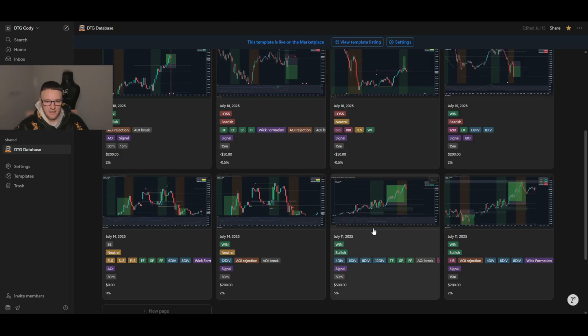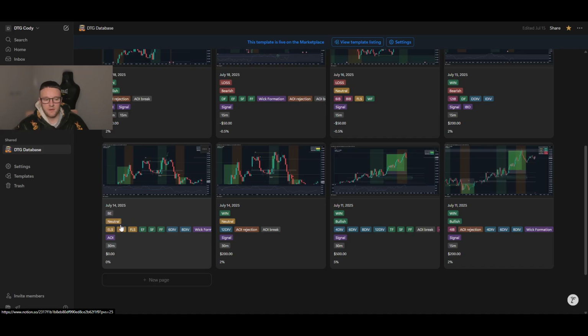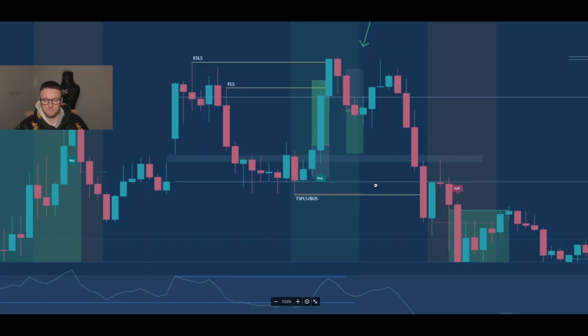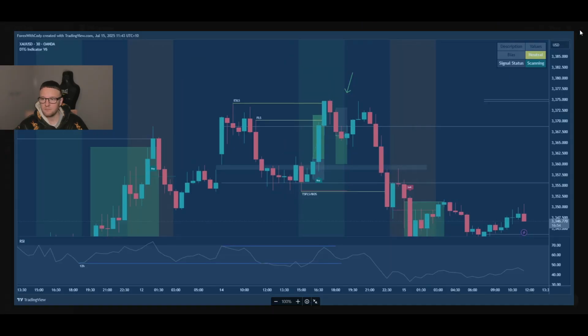You know what? Let me go to the database because you're going to be able to see this setup, right? You can see right here, break even, neutral bias again, but we had a lot of bearish confluence and we had an AY break and tap. Let me just open that chart right here.